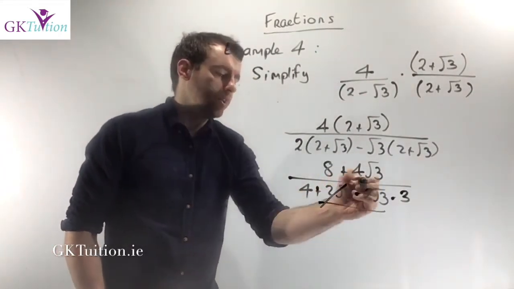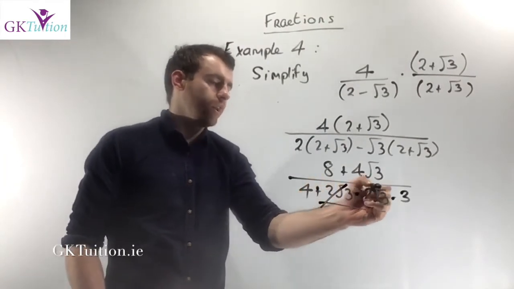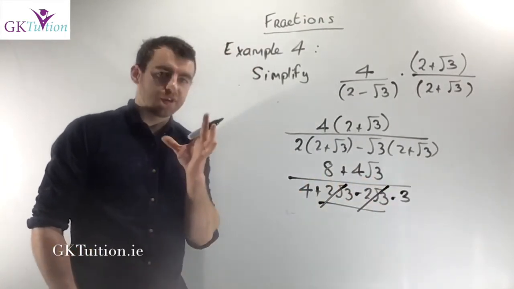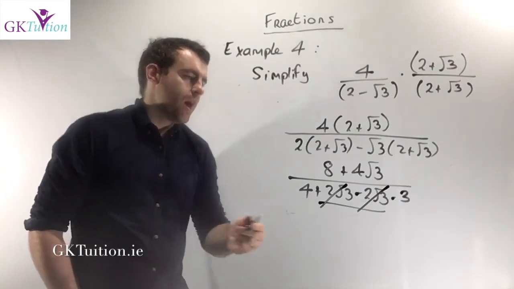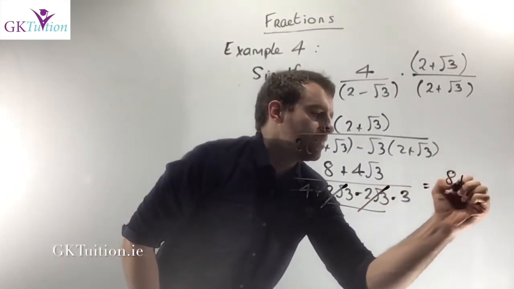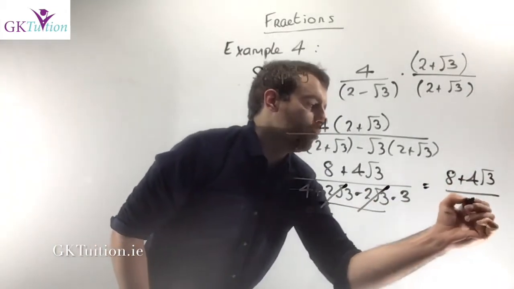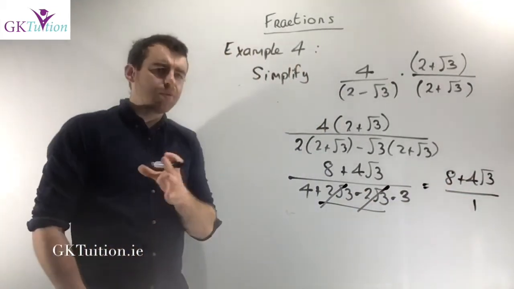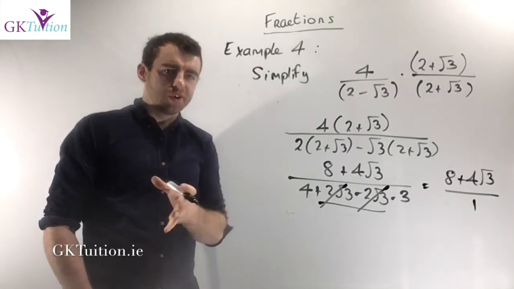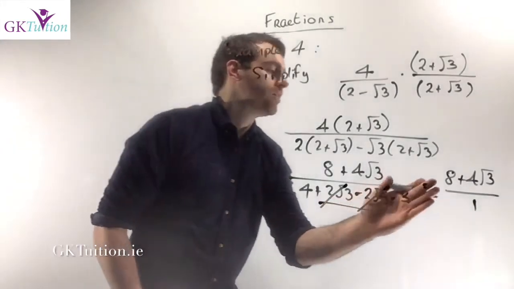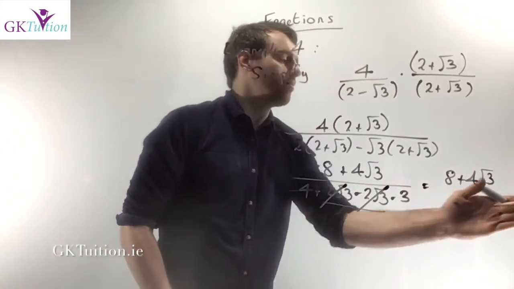I've plus 2 root 3 and I've minus 2 root 3, which are going to cancel each other out. And now I'm just left with 8 plus 4 root 3, and on the bottom I have 4 minus 3, which is just 1. And now that's it simplified, because there's no surd on the bottom of the fraction anymore. In fact, if it's all over 1, I don't even need to write it as a fraction.